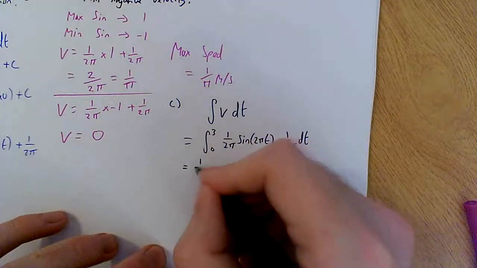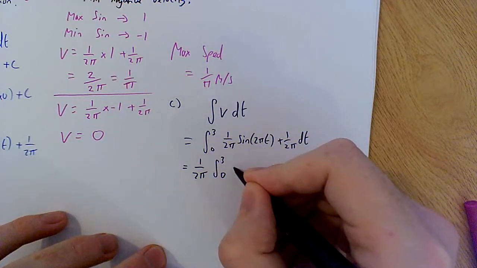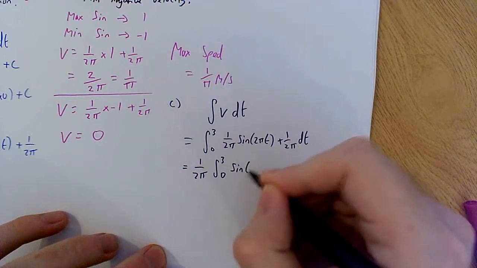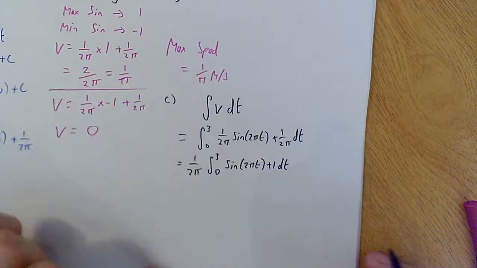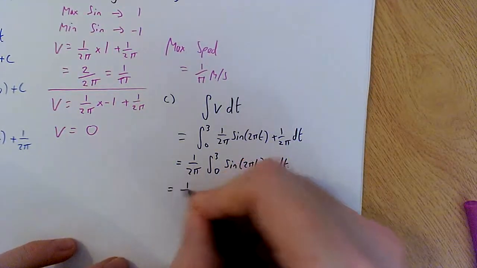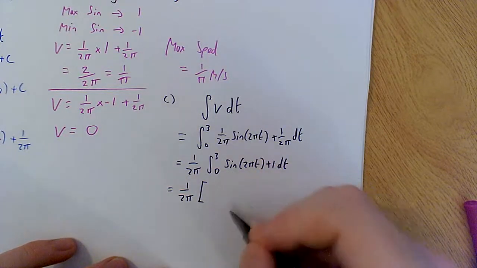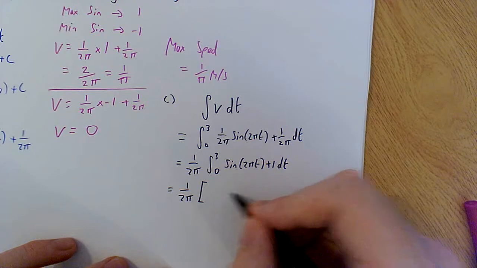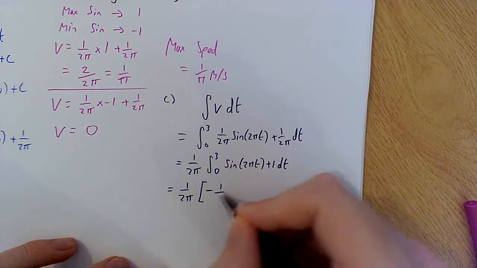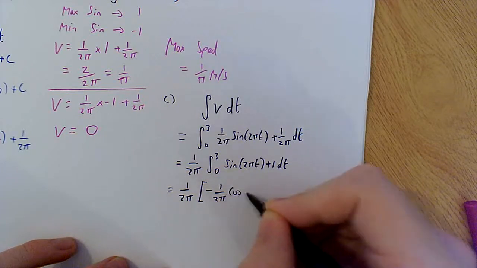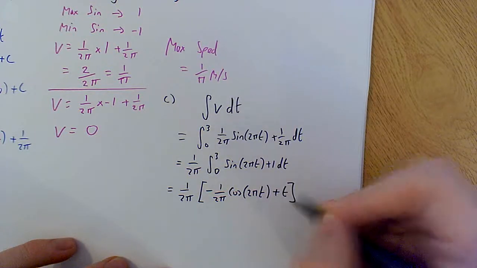To do this integration, I'm going to start by taking a factor of 1 over 2 pi out to make my life easier. So this is just going to be sine 2 pi t plus 1 dt, and I'm going to remember to times my answer by 1 over 2 pi at the end, and then I just need to integrate. So sine, when we integrate that, is going to go to minus cos, and I've got a factor of 2 pi multiplying the t, so it's going to be minus 1 over 2 pi at the front, cos 2 pi t, and then this 1 is going to integrate to make a t.